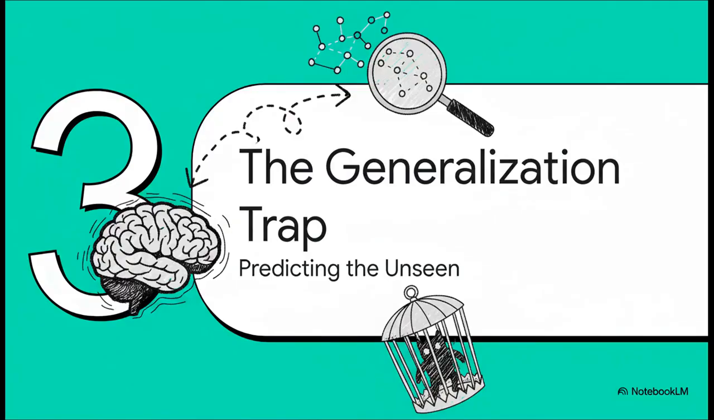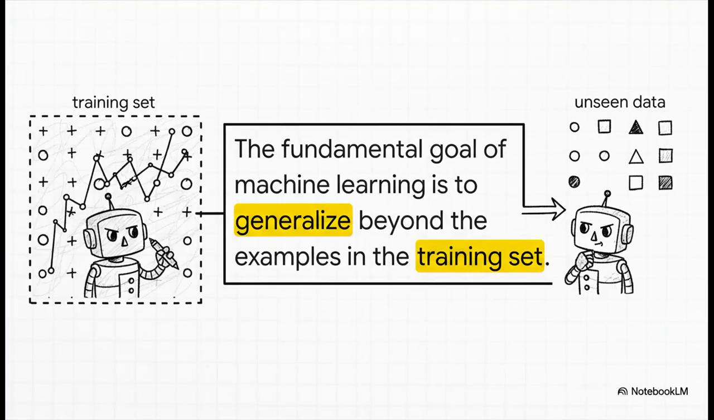Okay, now we are getting to the absolute core of machine learning. See, it's not about memorizing the data you've already seen. It's all about making accurate predictions about the future, about data you have not seen. And this, right here, is where the single most common and dangerous trap is just waiting for you.